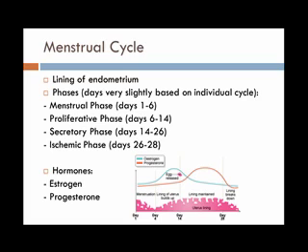Progesterone, in that orange color, is responsible for maintaining the uterine lining. It really makes it thick and rich so that it's receptive to implantation if conception takes place. Progesterone has a key role in maintaining early pregnancy.